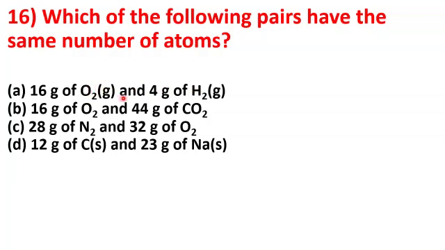Hence this is not correct. Option B, 16 gram of O2 and 44 gram of carbon dioxide. This is also not equal to 1 atomic mass unit. Option C, 28 gram of N2 equal to 1 atomic mass unit and 32 gram of O2 is equal to 1 atomic mass unit. Option D, 12 gram of carbon equal to 1 atomic mass unit and 23 gram of sodium equal to 1 atomic mass unit.